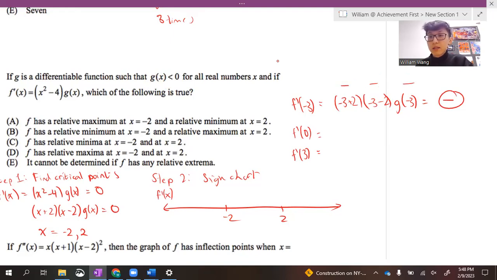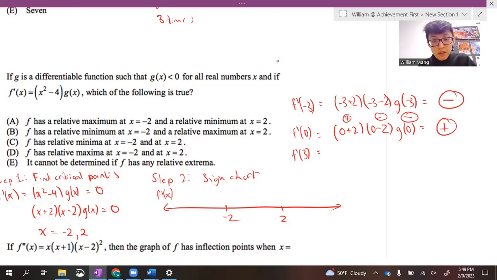All right, hopefully that makes sense. So we're going to do another one. If that doesn't, just follow along with me on this second one. I plug in 0, so 0 plus 2, 0 minus 2, g of 0. 0 plus 2 is a positive number. 0 minus 2 is a negative number. G of 0, again, g of anything is less than 0. That means g of anything is going to be negative. So I just know this is negative. G of anything is negative. All right, positive times a negative, that turns out to be positive. Cool, so let me label my sign chart, positive and negative.